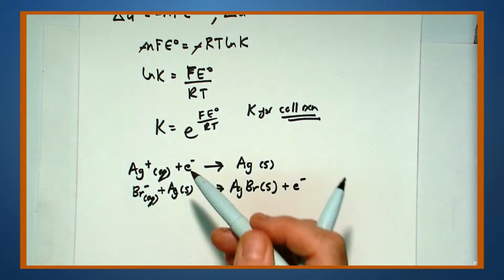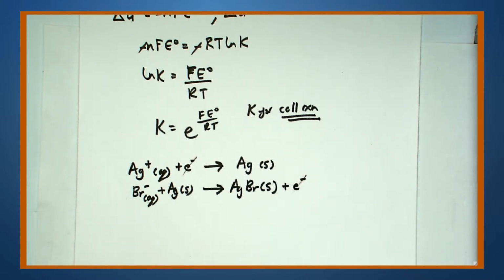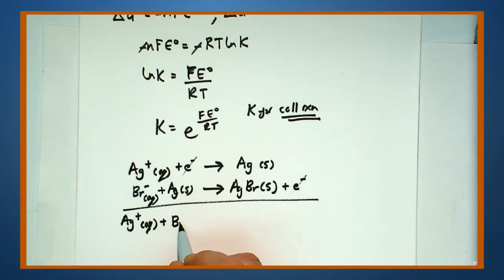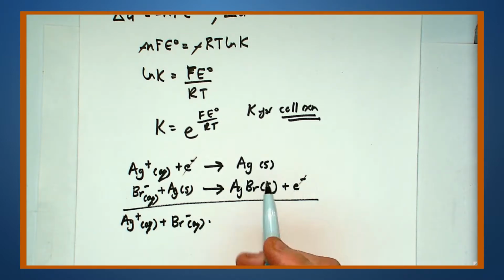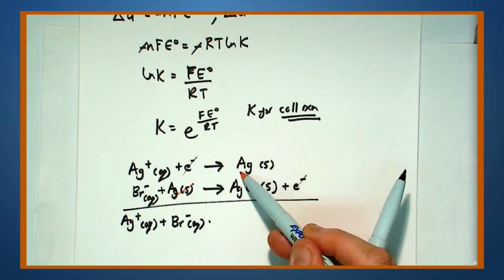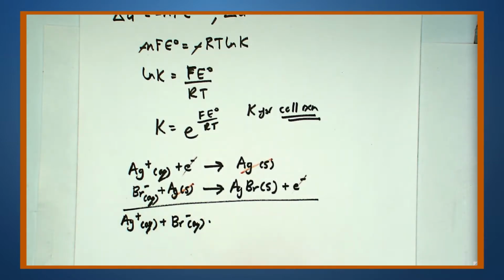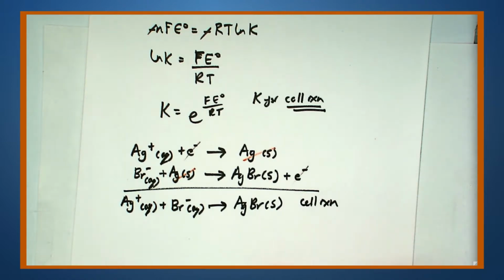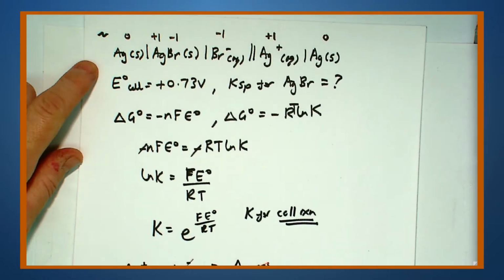Now we'll do what we always do and make sure we have a proper balanced equation. The electrons go away. Let's write out what we've got. Ag+ aqueous, making sure I had that down, plus Br- aqueous. Wait a second, we can cancel something else, can't we? Silver solid, silver solid. All right. AgBr solid. That's the reaction going on in the cell with the diagram that looks like this.